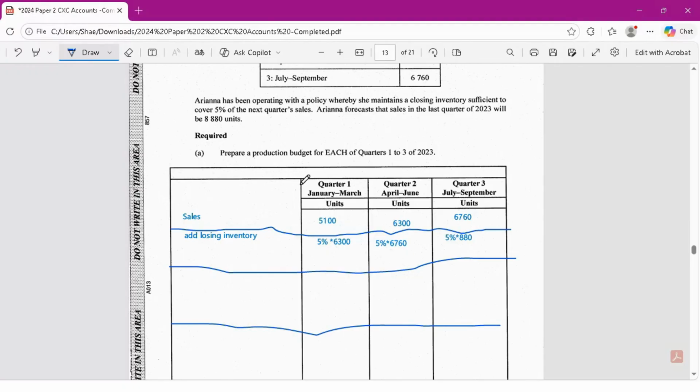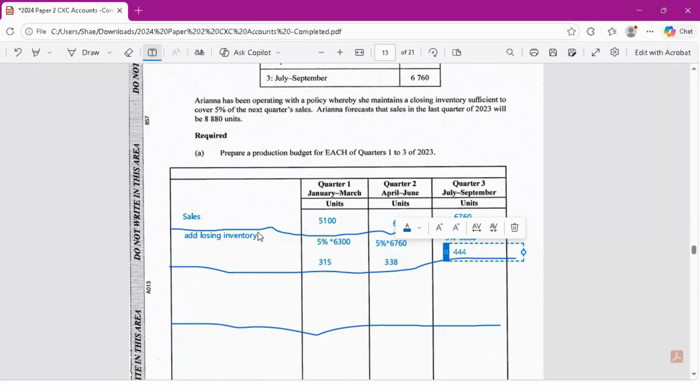All right. So when you put these into your calculator, it's 315 for quarter one, 338 for quarter two, and 444 for quarter three.